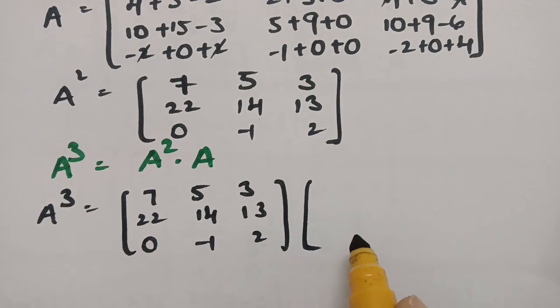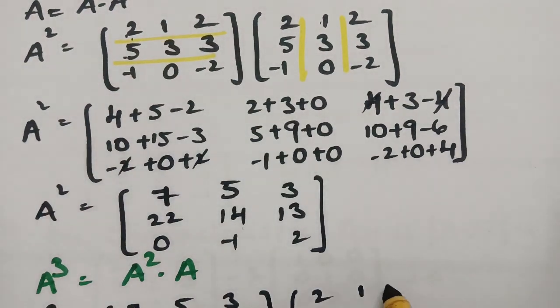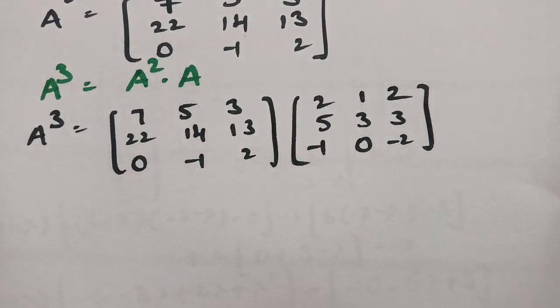And what is our a? The question here is a is very easy. That is from the question. That is 2, 1, 2. This is 5, 3, 3. This is minus 1, 0, minus 2. So we'll be getting a cube if I multiply these two.